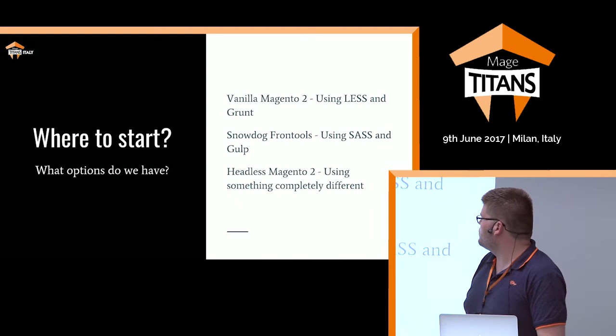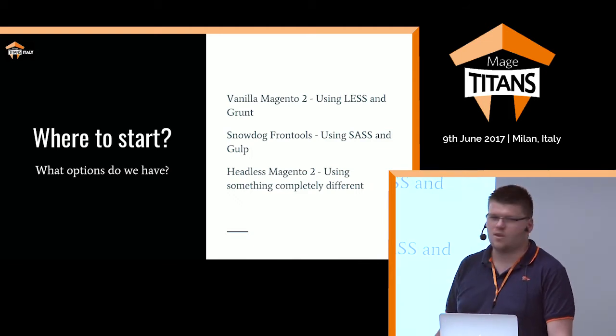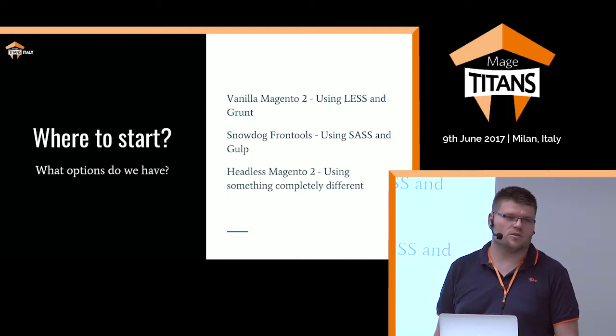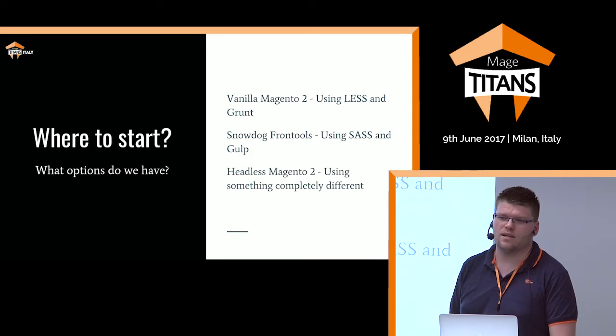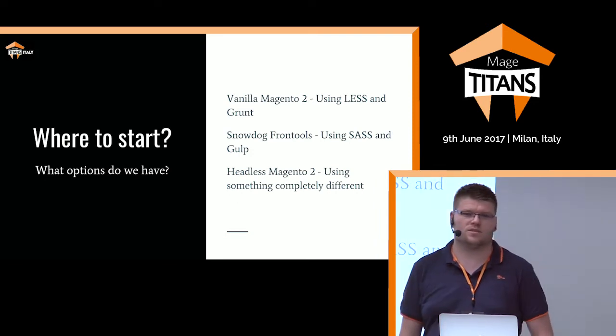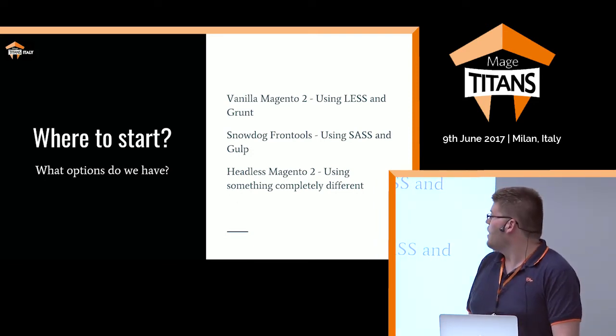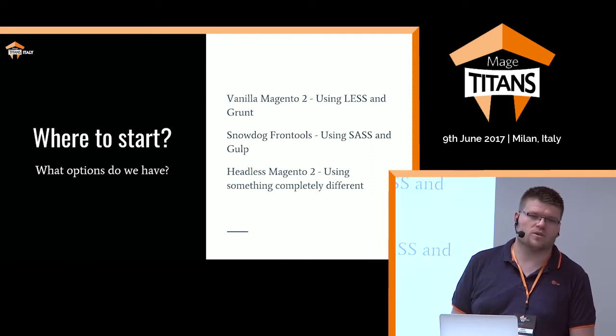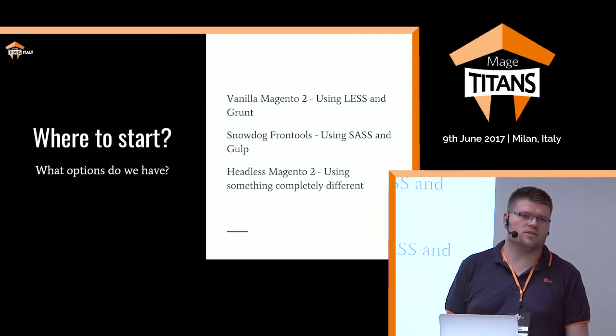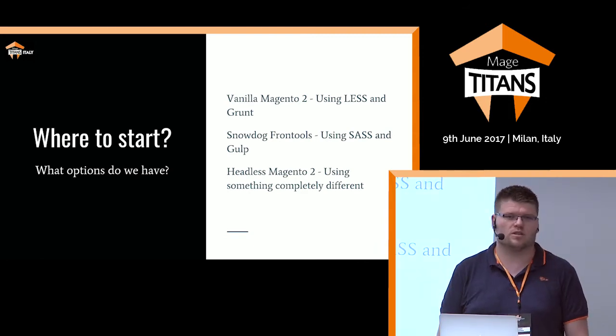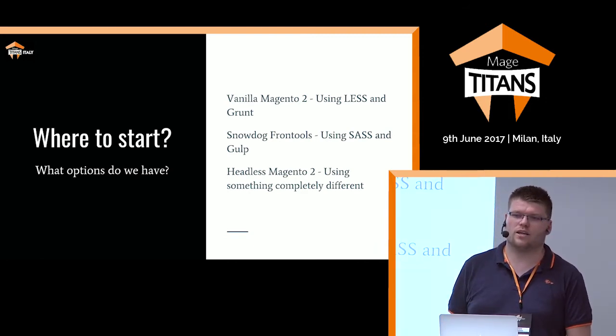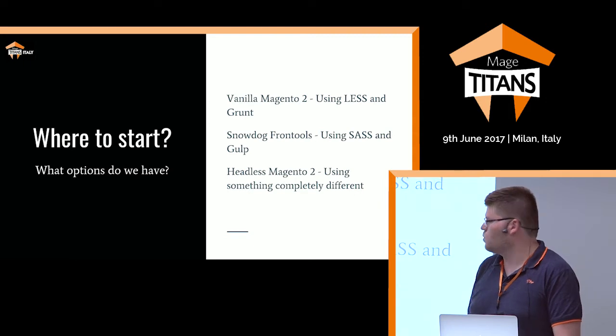And this was my first issue. Where to start? We had the Snowdog frontend, we had headless Magento 2, which has been discussed here, and we had Vanilla Magento 2. What are you going to use? Do you use the default Magento option? Do you use the community option? Or are you going to develop your own front-end layer within your company?